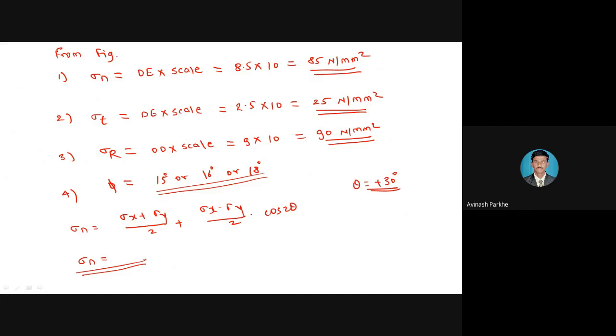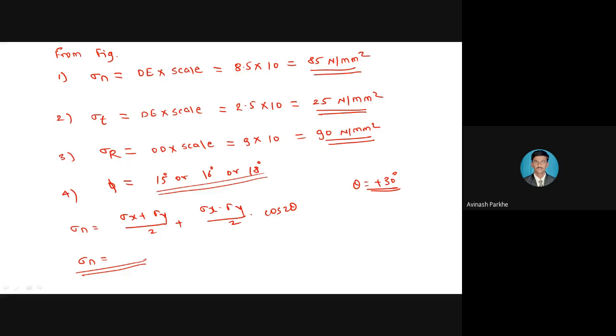What is the sigma n value by using the analytical method? Simply you have to put the values, do the calculation, and tell me the answer. 85 Newton per mm square. Yes, correct. Then you can say that your graphical answer and the analytical answer are verified. Means whatever calculations you have done by using this graphical method, it is 100% correct.